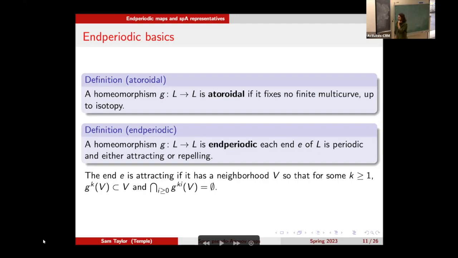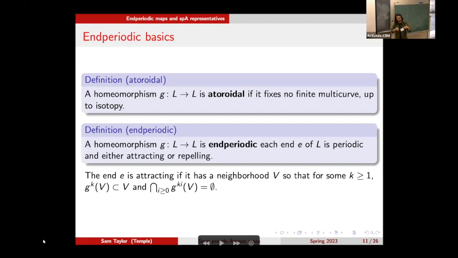So here's a quick definition of what it means to be attracting. It means there's a neighborhood of that end such that under some power, it's taken back into itself. And then if I keep iterating, the intersection of those images of the end is trivial. They form a neighborhood basis of the end. And then a repelling end is just the attracting end for the inverse homeomorphism.